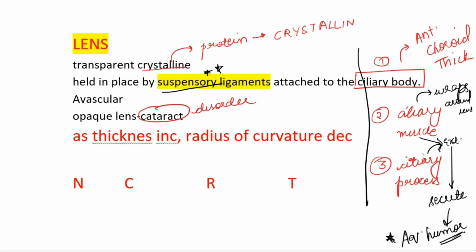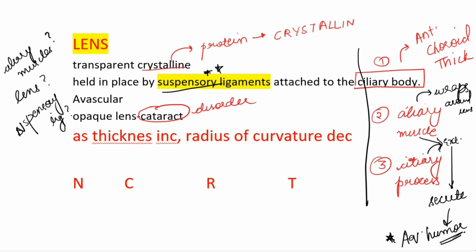So what happens when we see a near object? The ciliary muscles contract, the suspensory ligaments relax, and the lens becomes thick. It bulges. So its radius of curvature decreases. So from this part you will get questions like this. What will happen to the ciliary muscles, what will happen to your suspensory ligaments, and what will happen to the shape of the lens when you focus a near object and when you see a distant object.